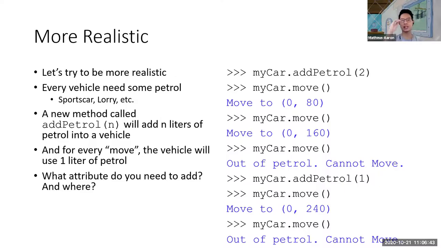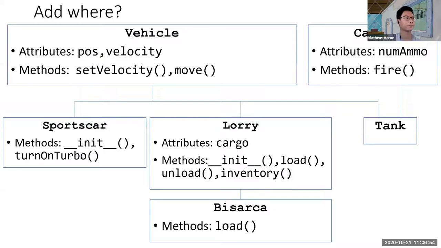Now the question is, where should we add our add petrol function? And what are the attributes that we need to add and where? Do we need to add them? Let me know, from this diagram, what are the things that I need to change to make my code work so that I can add petrol? What are the changes that I need to do?